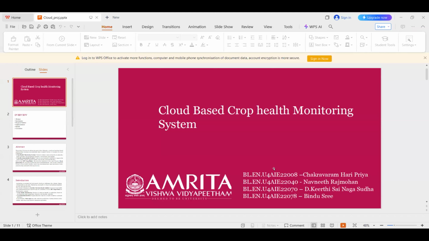Good morning, everyone. We are excited to present our project titled Cloud-Based Crop Health Monitoring System. This project was developed by our team, Chakravaram Haripriya, Navneet Rajmohan, Kirtisai Nagasudha, and Bindushree.